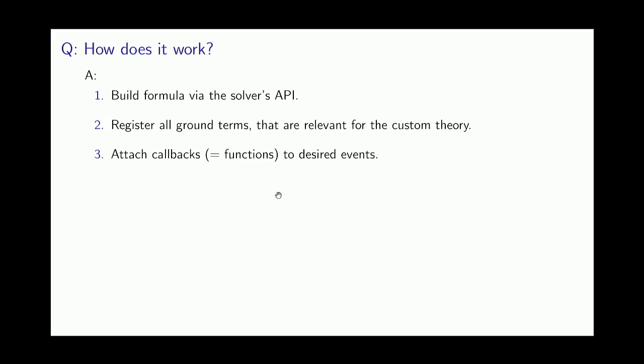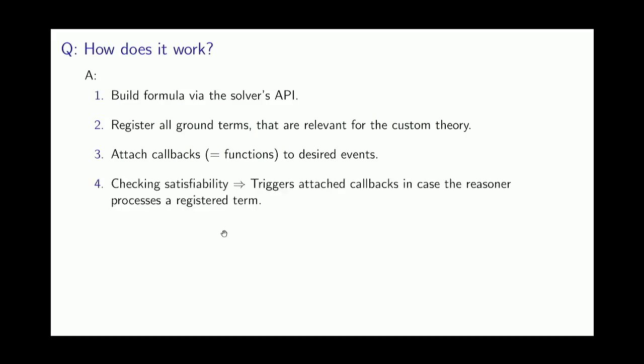Then we attach some callbacks, which are just functions that can be written in any supported programming language like C++ or Python, to the user propagator. And then we ask Z3 to check the satisfiability of the formula. And whenever Z3 encounters a registered expression, it triggers the respective callback. And the callbacks are allowed to then communicate back something to Z3 and this way model the desired theory.